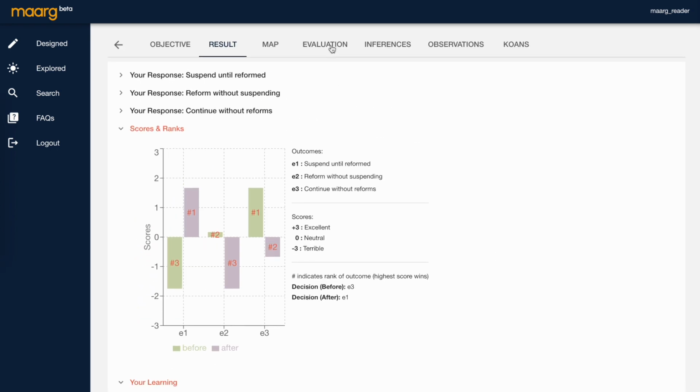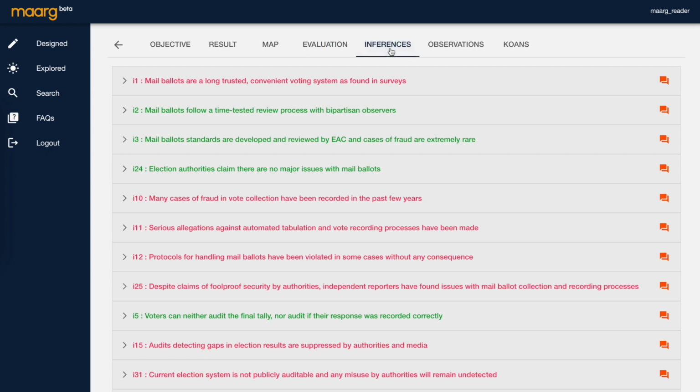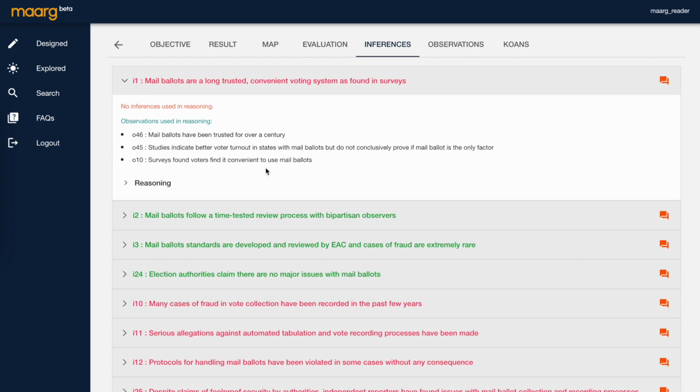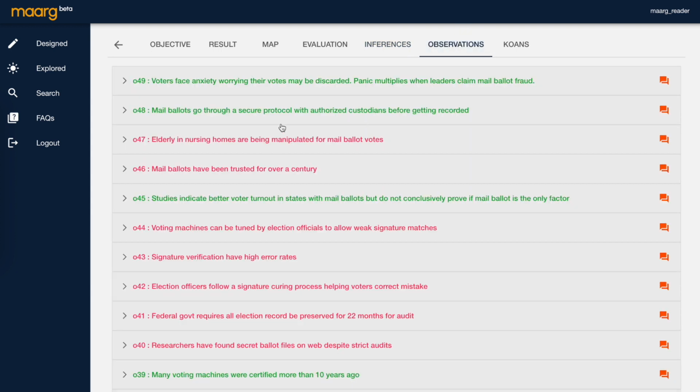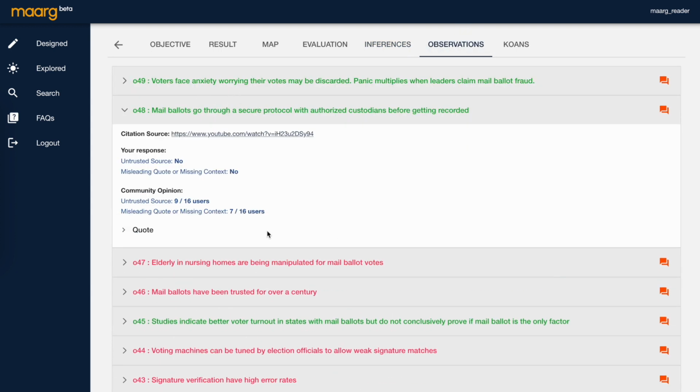If we switch to the evaluation or the inferences, another thing you will notice is that we do not show any numbers indicating how other users agree or disagree with a certain opinion or an inference. And this is basically because we believe your opinion should be independent and not driven by popular votes like we do on social media. But one number we do show is basically the feedback on the citations over here.